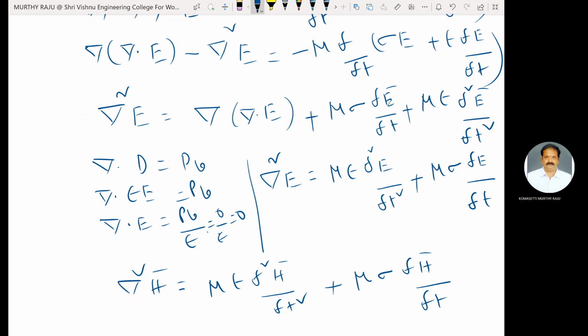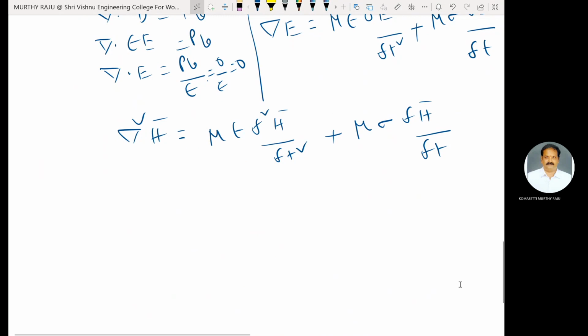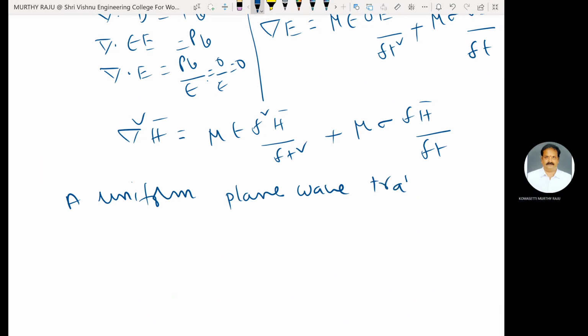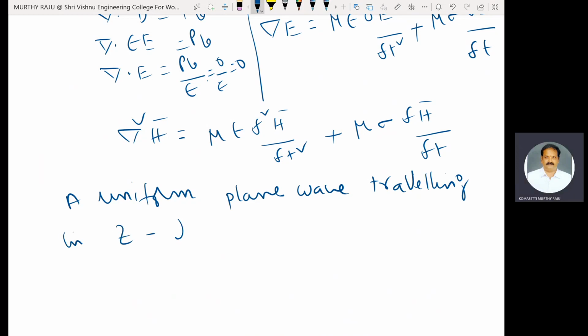Suppose a uniform plane wave is traveling in the z direction in free space.